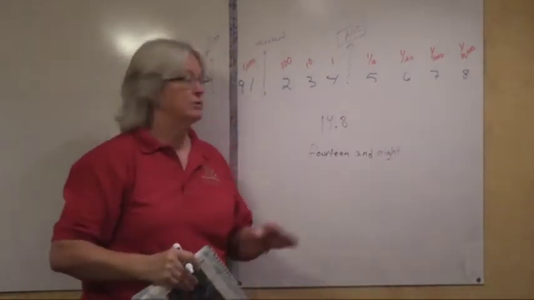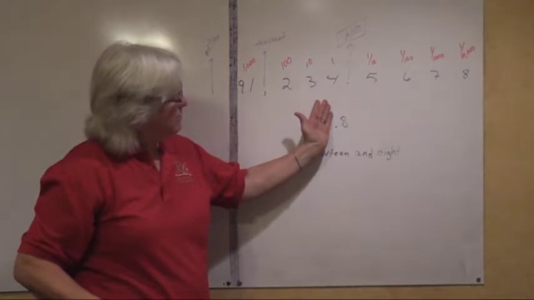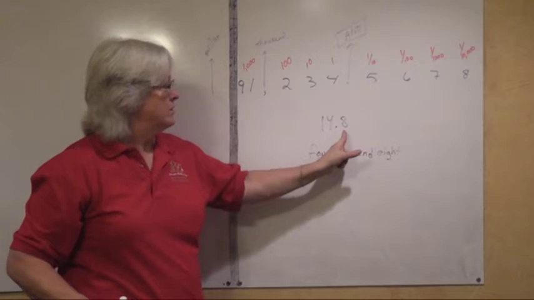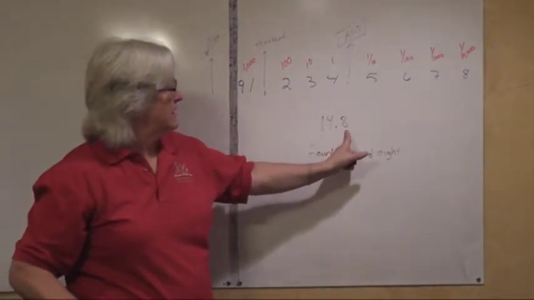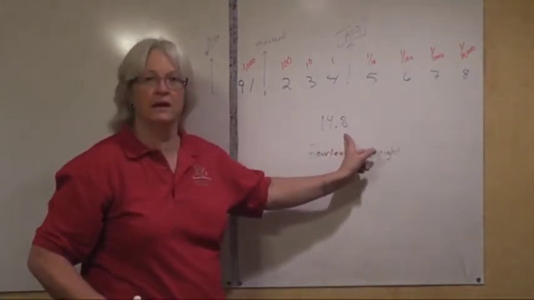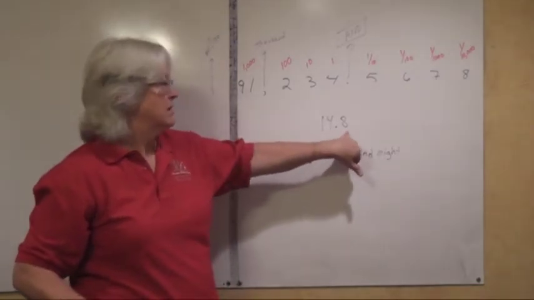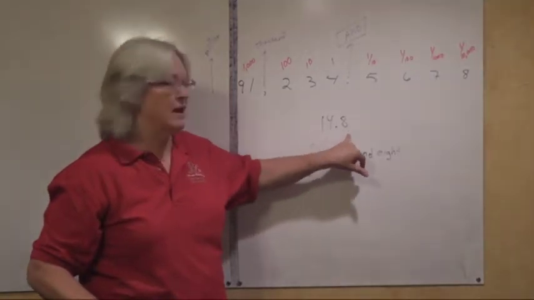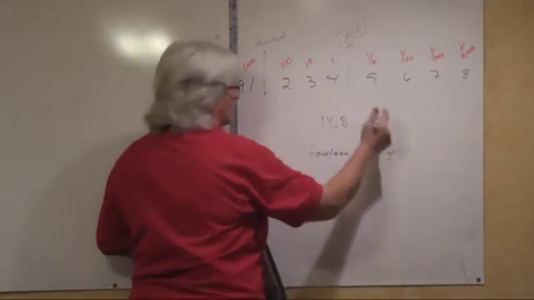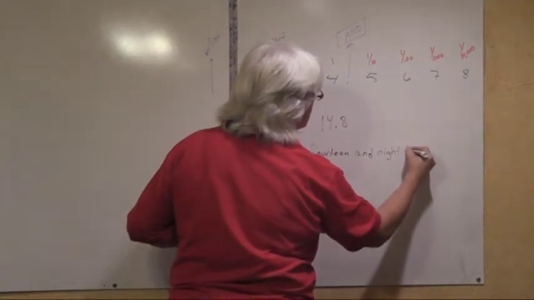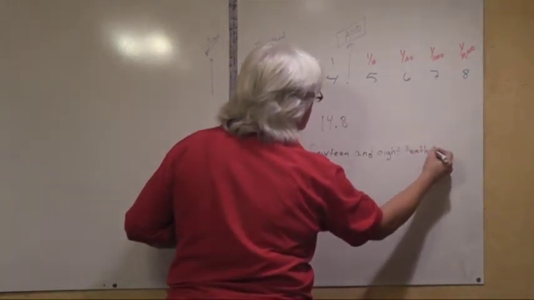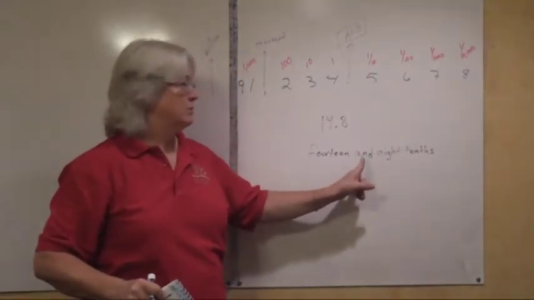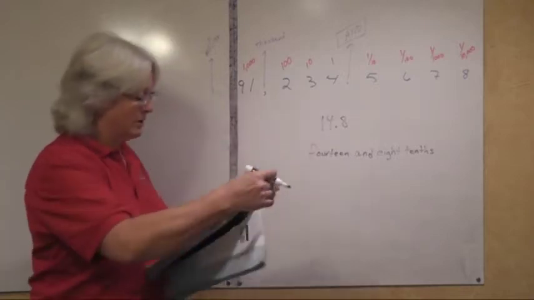The way you write a decimal number is you read the number after the decimal point, just as you normally would. You take the name of the place that the last digit is in. This is in the tenths place, so this would be 14.8, 14 and 8 tenths. Remember I erased the tenths here? This is what they're asking you to do, 14 and 8 tenths. The only place that you're going to use "and" is with the decimal point.